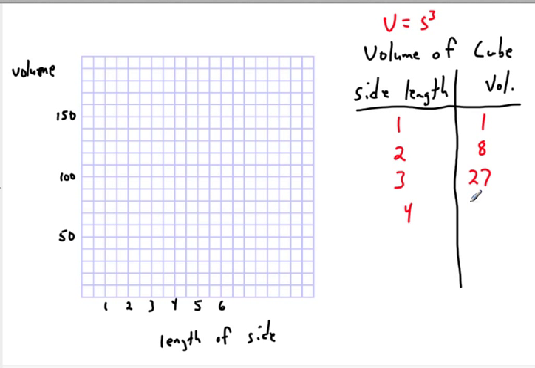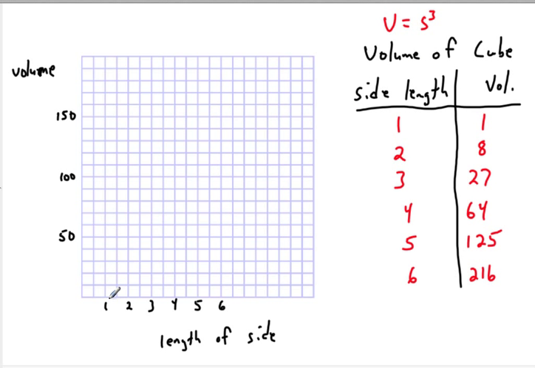4, let's see, what is that? 64. And for 5, it's 125. And for 6, it gets pretty big. I don't know what that is. 36 times 6. So is that 216, I think. Alright, so let's graph this.